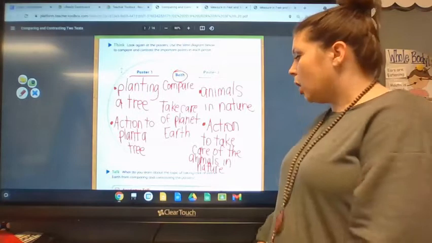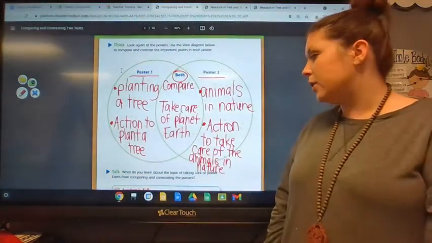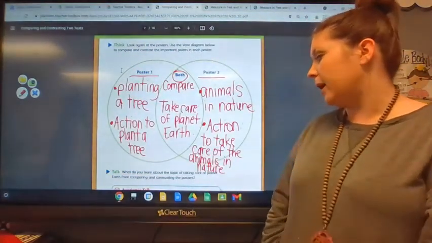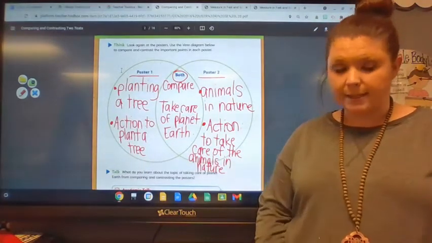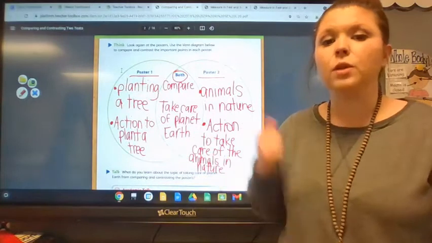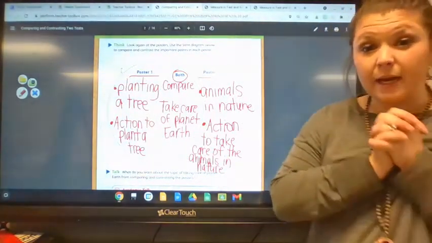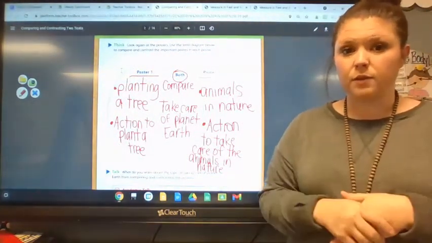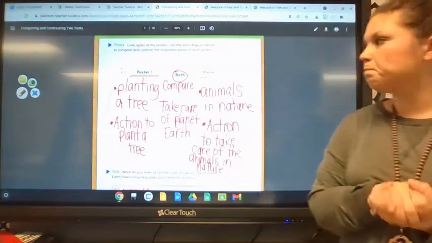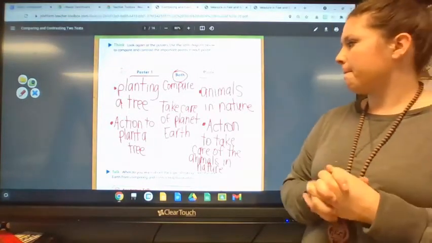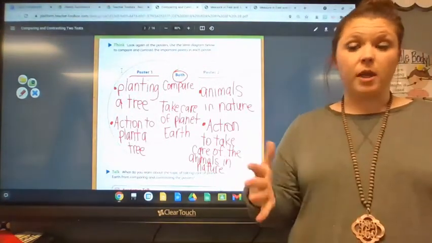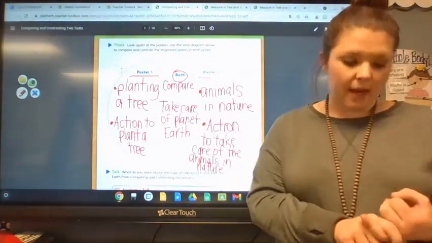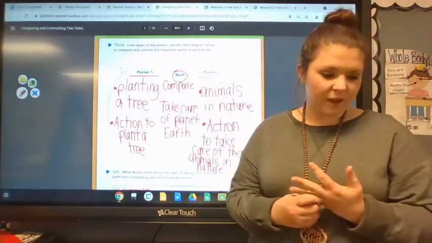All right, so now let's look at our talk question. What do you learn about the topic of taking care of planet Earth from comparing and contrasting the posters? So what did you learn about taking care of planet Earth from both posters? Go ahead and talk about that. We know that it's important to take care of all of the earth, the plants and the animals, right?